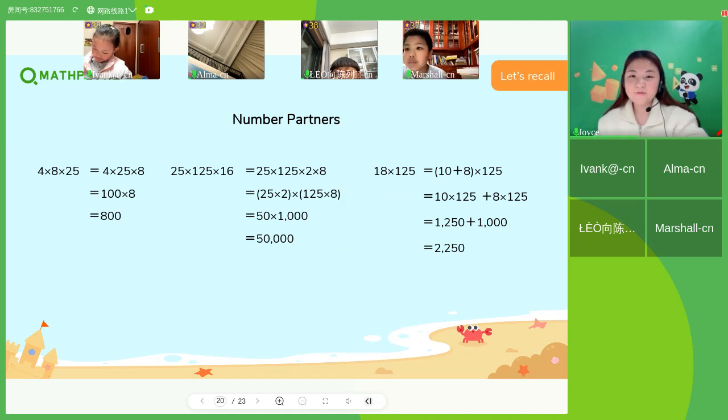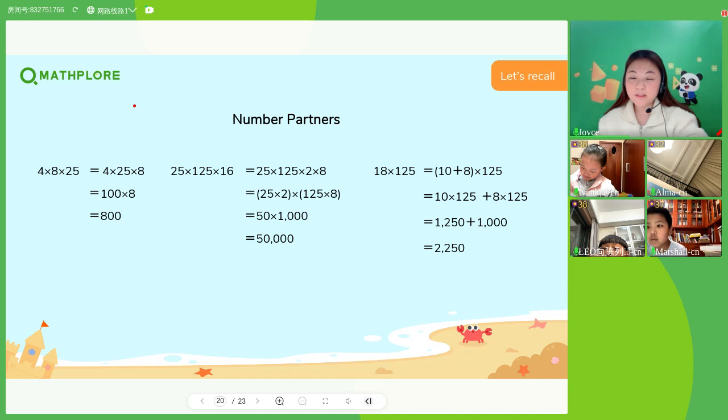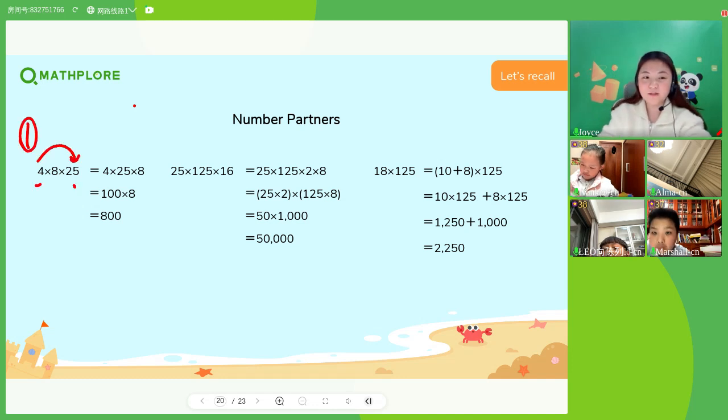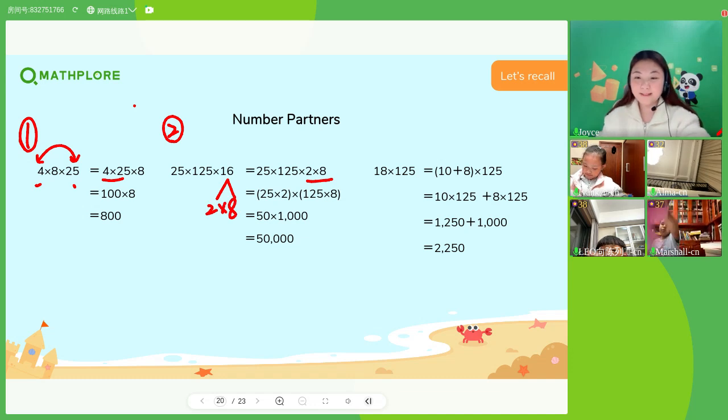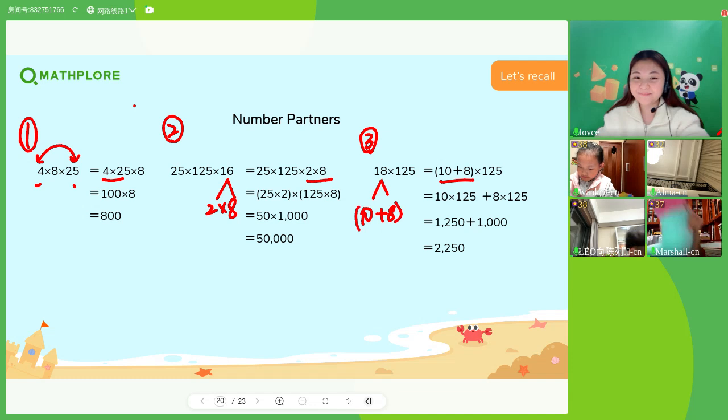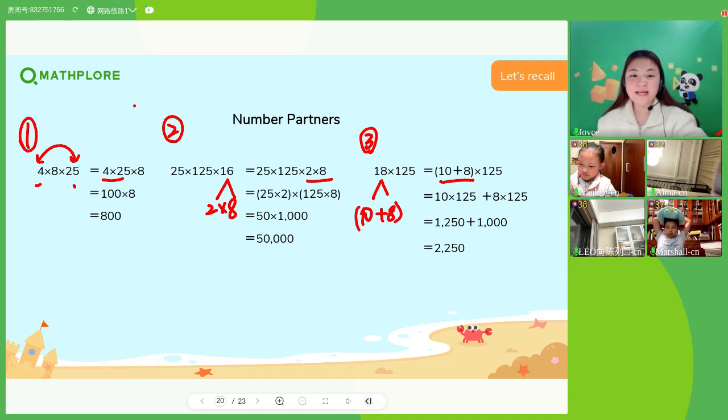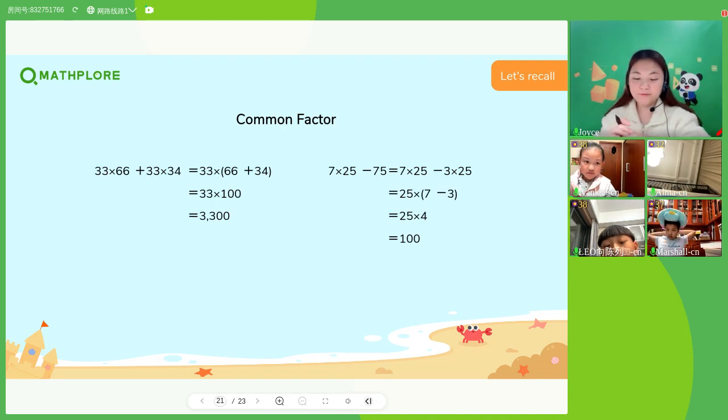Okay, so let's see, everyone. For the number partner, we actually have 3 different situations, right? The first one is when we can see number partners, just try to group them together. That's the easiest, right? The second is if we have one number without a number partner, we can break this number apart into something times something, using times to replace the number to get number partners. Or the third situation, we can break this number apart by addition or subtraction, so we can have number partners to times with, right? 3 different situations.